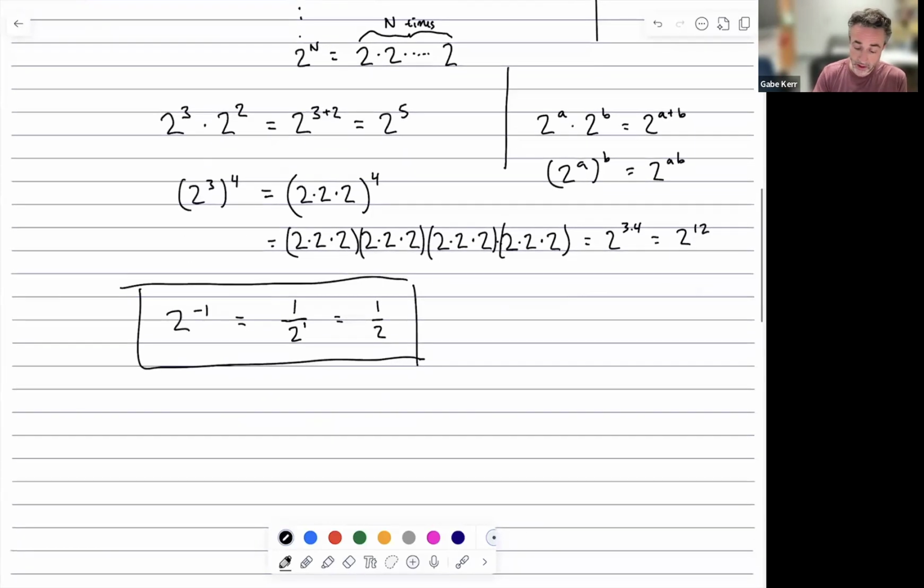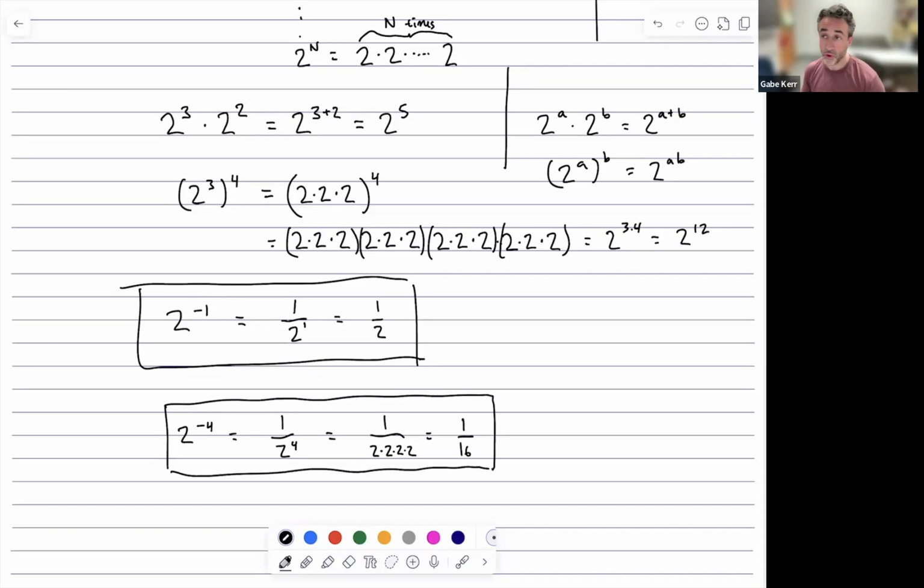Similarly, if you took 2 to the negative 4th, again, let me move this down. This is, you put 1 over 2 to the 4th, which is 1 over 2 times 2 times 2 times 2, or 1 over 16. So negative powers, you can also compute.